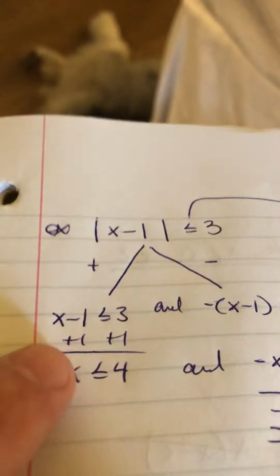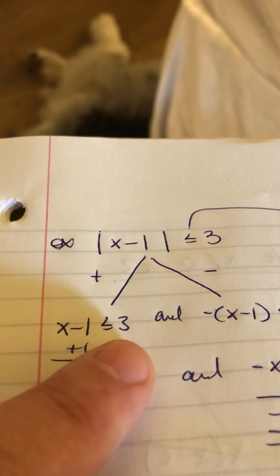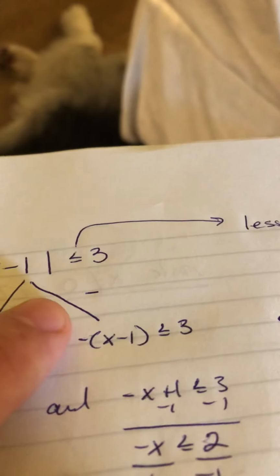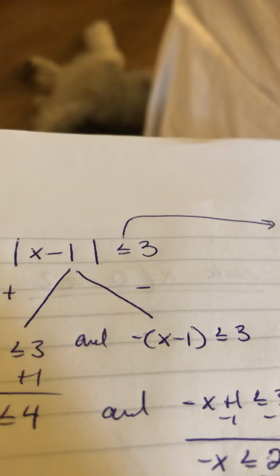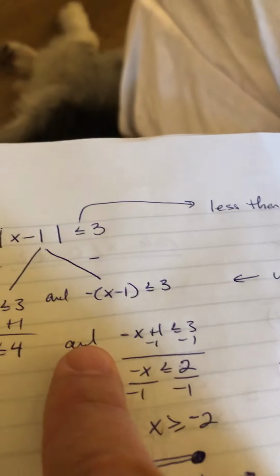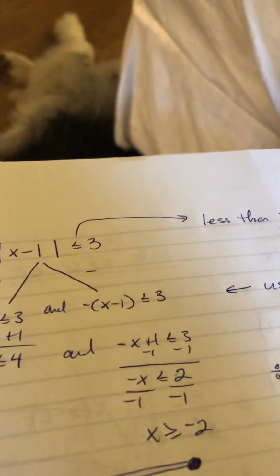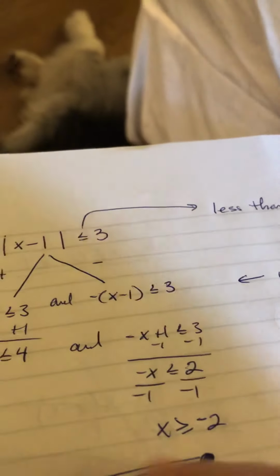For the positive case, everything remains the same. For the negative case, on this branch, we put a negative in front of everything that was on the inside of the absolute value. So we solve this: we add 1 on both sides, and we get x is less than or equal to 4. And again, it's "and" because it's less than. You're going to say, but what about the or equal? Well, less than or equal is still an "and."